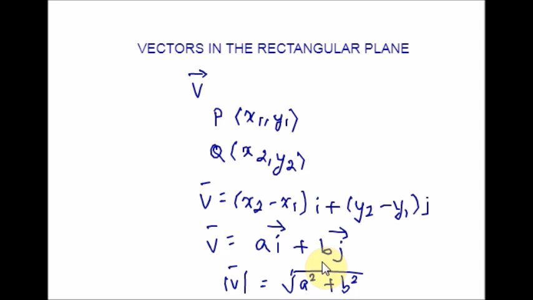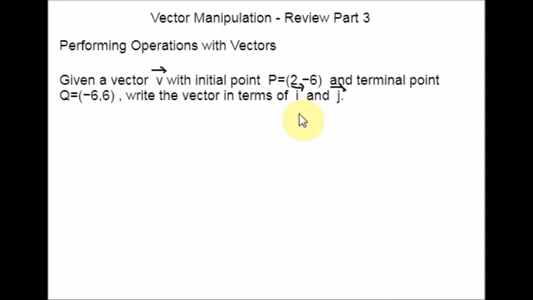You can also draw it in the geometrical view. You'll get a right triangle with sides ai and bj, where the hypotenuse would be ai + bj. I'm going to take a very simple example and explain how to write a vector in terms of i and j. Here is the example. Given a vector v with the initial point P = (2, -6) and the terminal point (-6, 6), let's write the vector in terms of i and j.